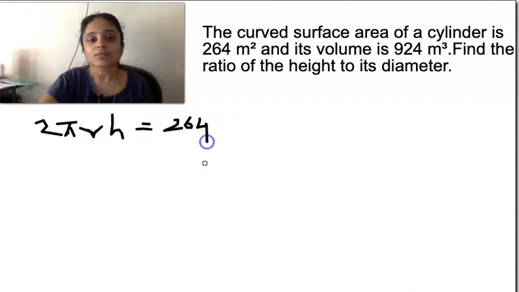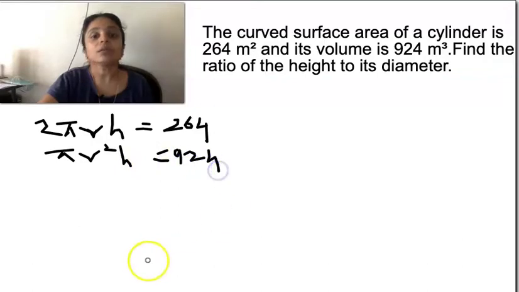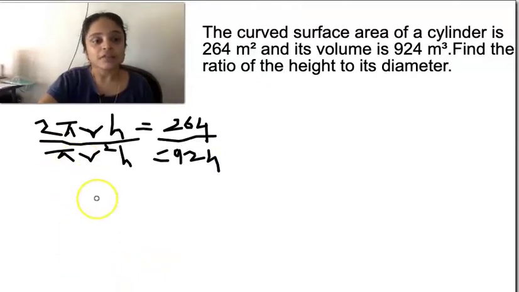264 meters square, right? And volume, what is the formula for volume? It is pi r square h. It is equal to 924 meter cube. So we have to find the ratio of height to diameter. If we divide this, we can find r. From that we can find the diameter. So dividing this, pi and pi will get cancelled, 1 r will get cancelled and 1 h will get cancelled. That is, both h from the numerator and denominator will get cancelled.